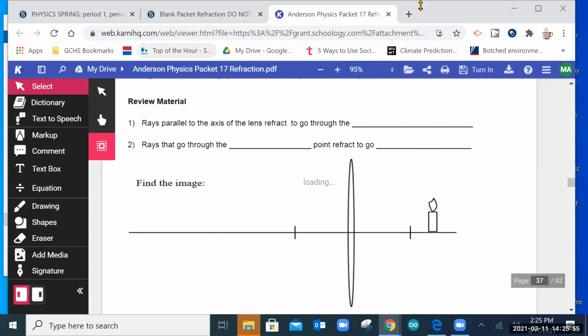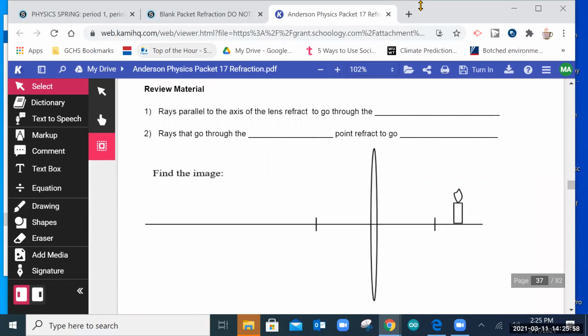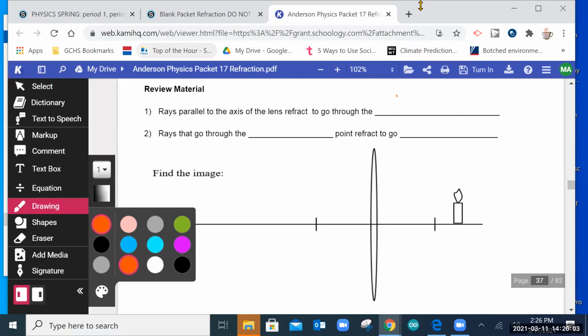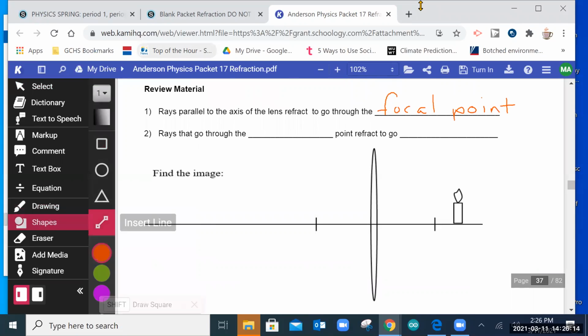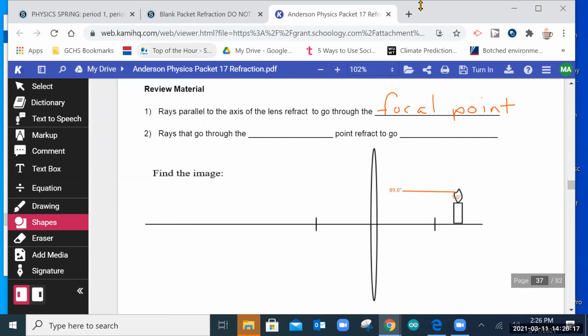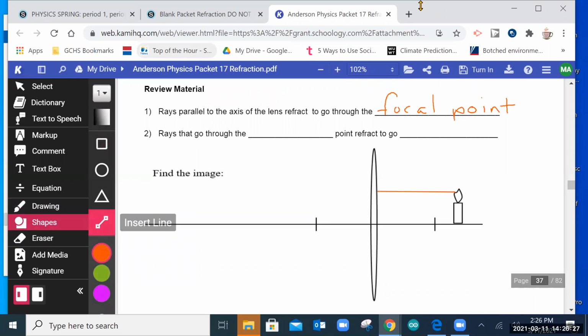Reviewing, number one, rays parallel to the axis of the lens refract to go through the focal point. So I can show that by having a straight line from this glowing candle flame. It starts off parallel to the axis, and then it's going to, well, that's not a good one. Let's try that again. It's going to refract through the focal point like that. That's pretty good.